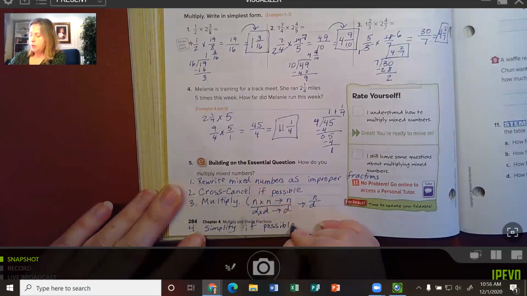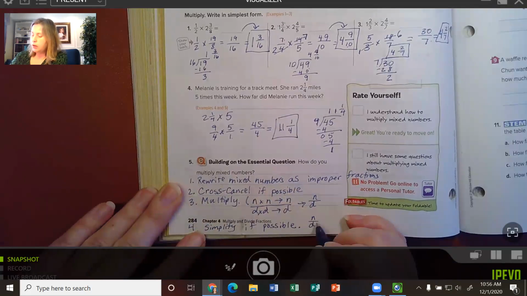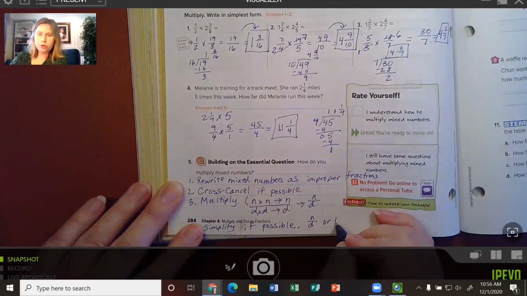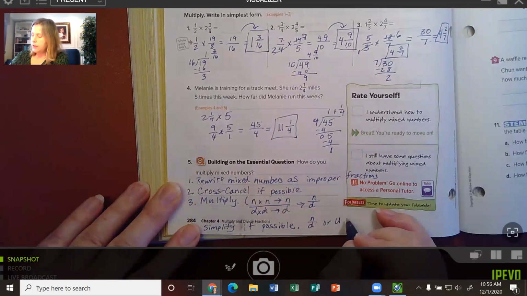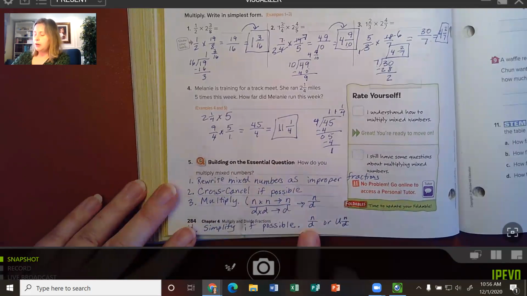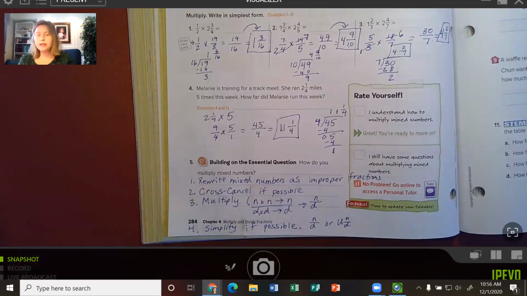All right. And then we would have our answer as either numerator over denominator as a proper fraction, or if it's an improper fraction, I would write it as a whole number, which is our unit, and numerator over denominator. Okay, so simplified either as a proper fraction or as a mixed number. So in other words, like if I had 11/5, I wouldn't want to leave that as 11/5. I would write it as 2 1/5. Okay, so that is the guided practice on page 284, multiplying mixed numbers.